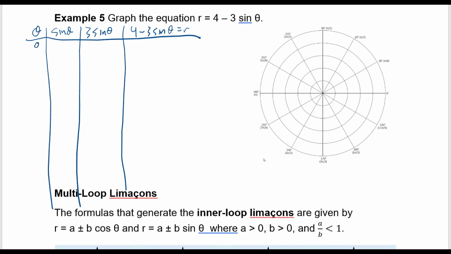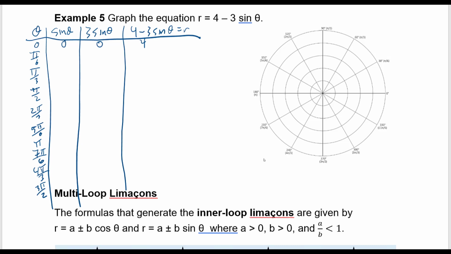So we're going to go 0, pi over 6, pi over 3, pi over 2, 2 pi over 3, 5 pi over 6, pi, 7 pi over 6. What's the next one? 4 pi over 3, 3 pi over 2. And I need to find a place to do the next set of values. So let me do these, and then I'll look at doing the next set. Okay, so sine of 0 is 0, still get 0, and then 4 minus that is 4.